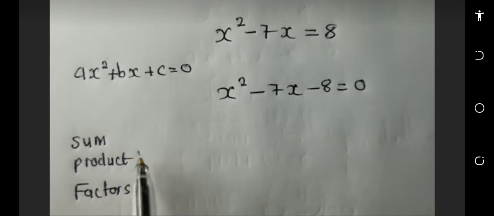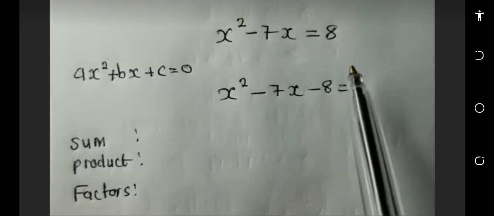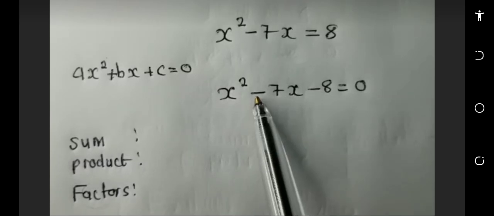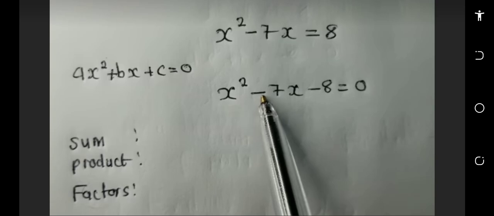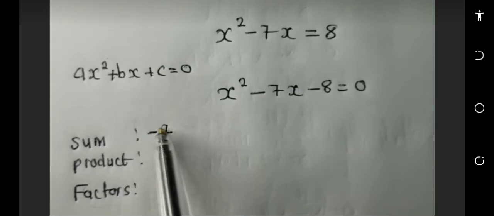Okay, so we need to identify these things. Now when you talk about sum, what does it mean? It means addition. What about product? It means multiplication. And when you talk about factors, these factors are two numbers such that when we multiply them, they give us negative 8, and when we add them, they give us negative 7. So sum there, it's negative 7.